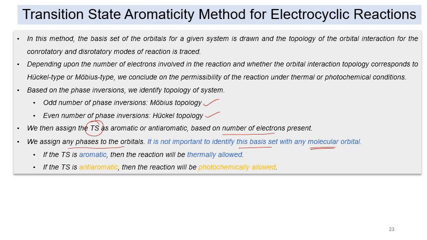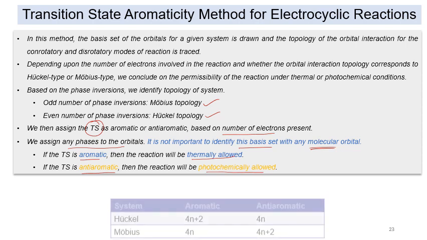Okay, for example, if we are taking hexatriene, whether we take the pi 3 or the pi 4, it is immaterial. If the transition state is aromatic, then the reaction will be thermally allowed. If the transition state is anti-aromatic, then the reaction will be photochemically allowed.